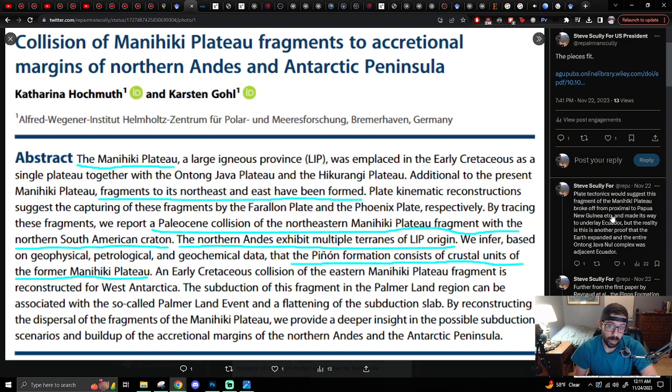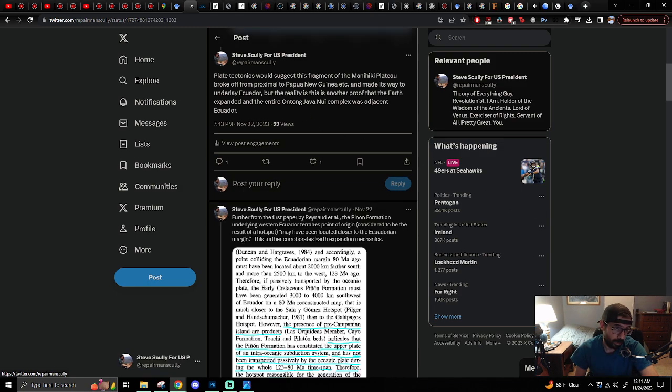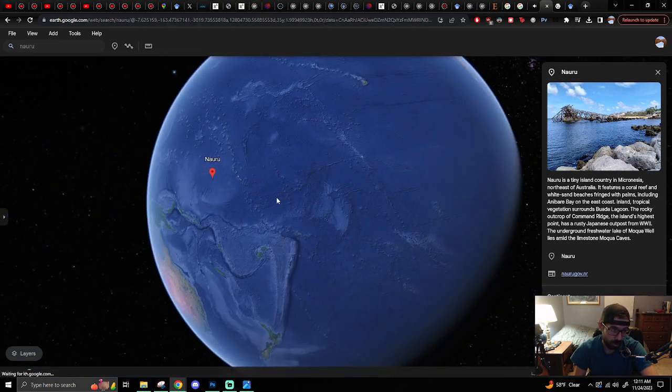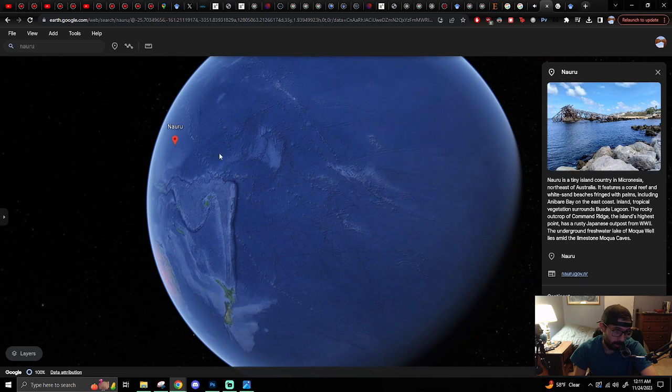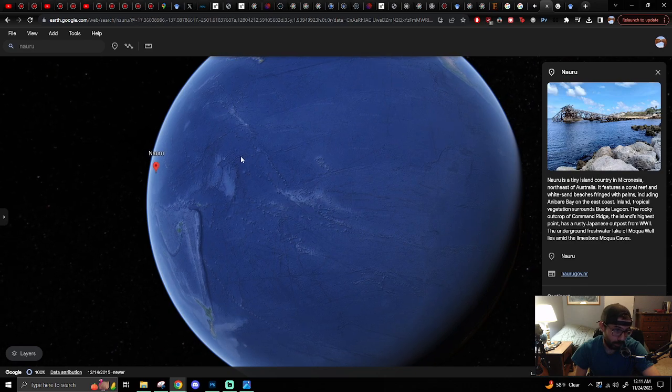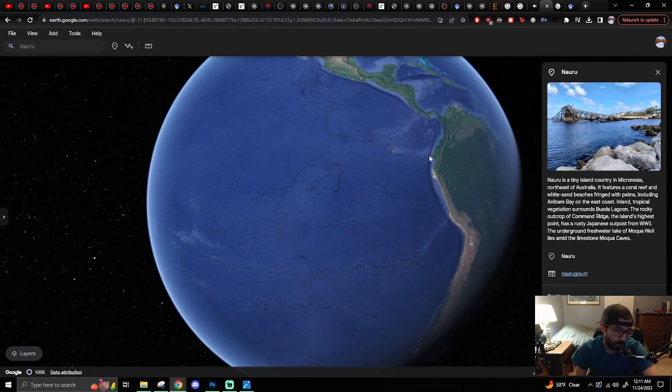Okay, so the next thing, plate tectonics would suggest this fragment of the Manihiki Plateau broke off from basically proximal to Papua New Guinea. So it broke off like over here where the Manihiki Plateau is with Ontong Java Plateau. So Ontong Java Plateau is here. Manihiki is connected to it. Hikurangi is connected to it. And then the plates move the Manihiki over here, but then they move a fragment of it all the way over here and collide it over here.